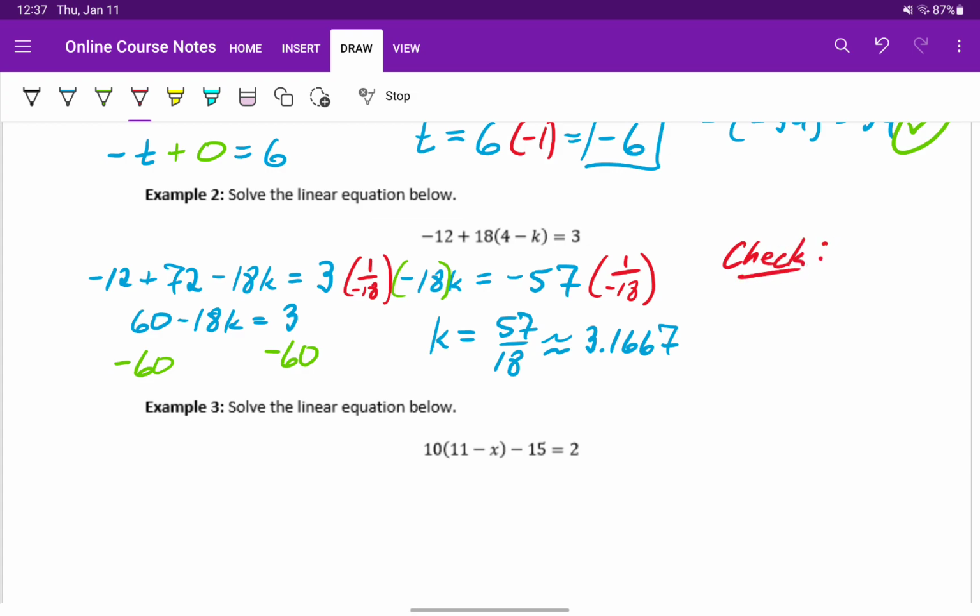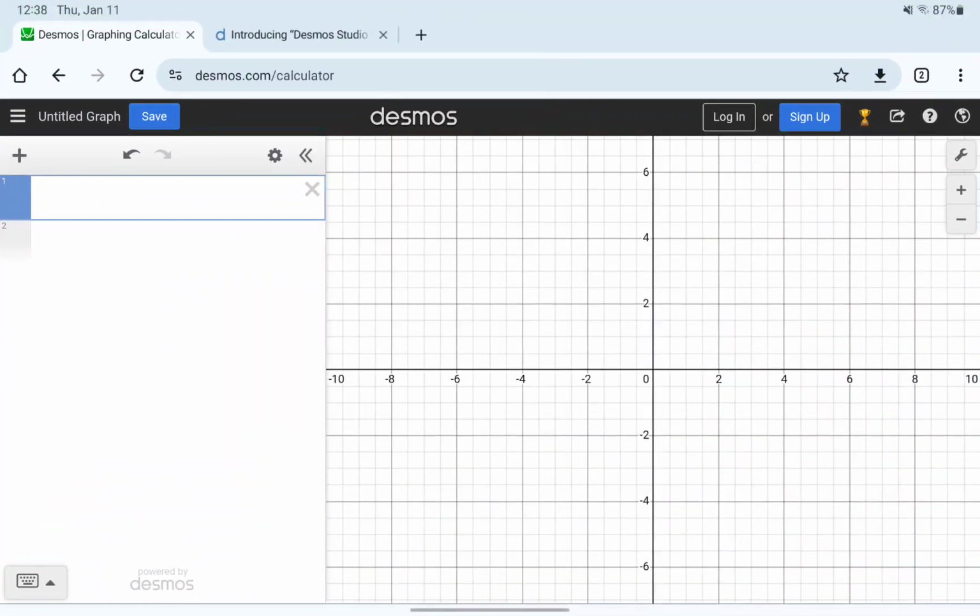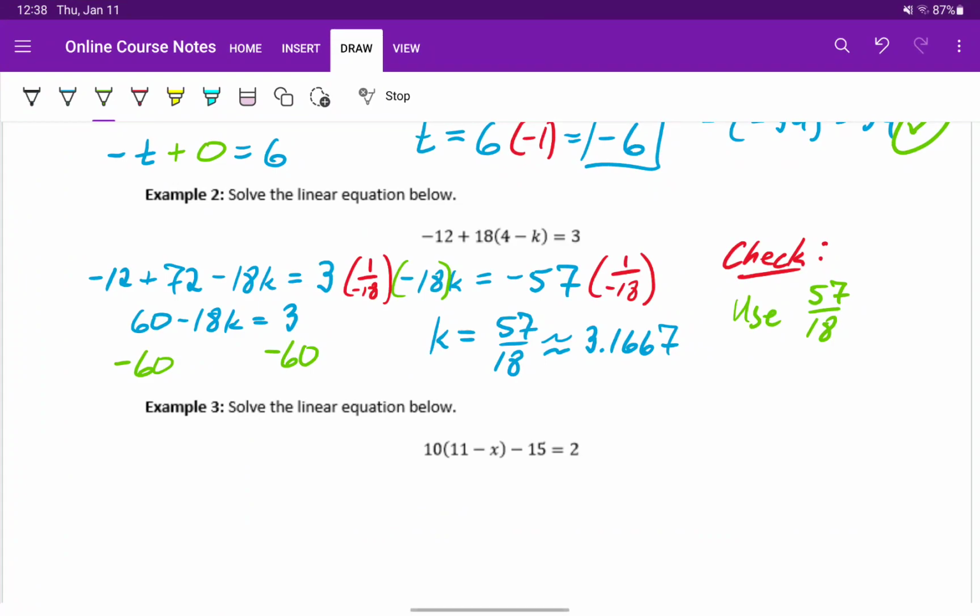We can check this result too, but in this case it's going to be to our best advantage to use technology, and we're going to need to keep in mind that we want to use the exact value of 57/18. If we plug in that rounded value, our check won't come out quite right. It'll be very close. But we can use that 57/18, and we can evaluate -12 plus 18 times 4 minus 57/18, and see that that comes out to exactly 3, which is what we had on the right-hand side to begin with. Since that checks out, we know that we came to the right solution.